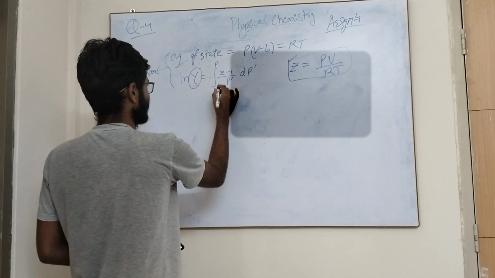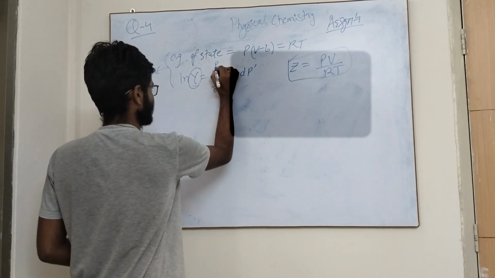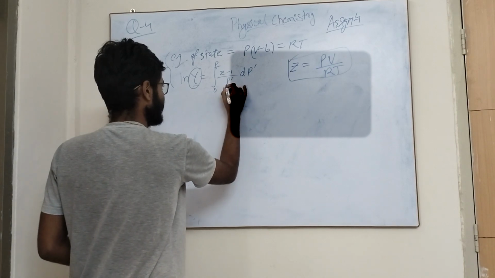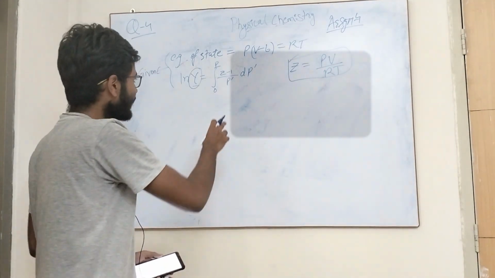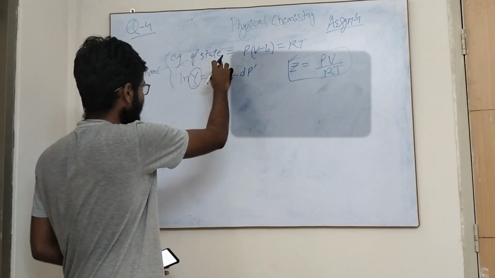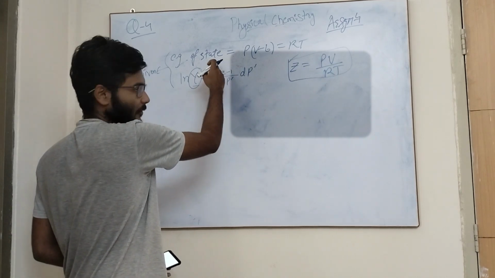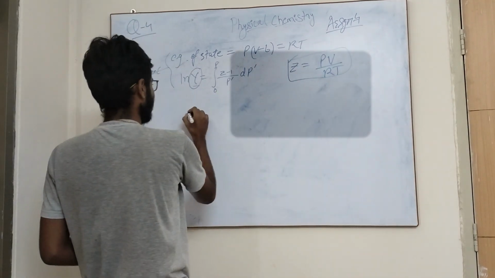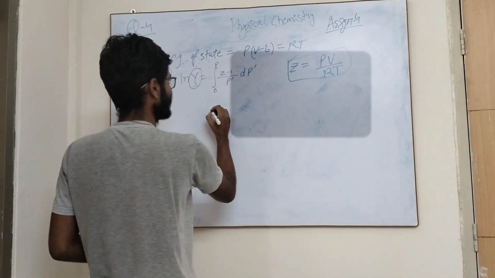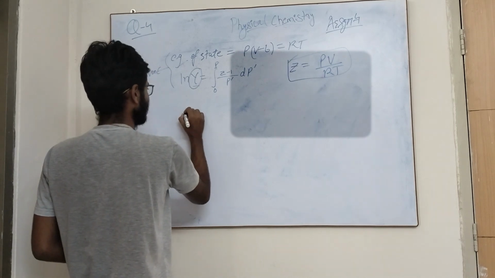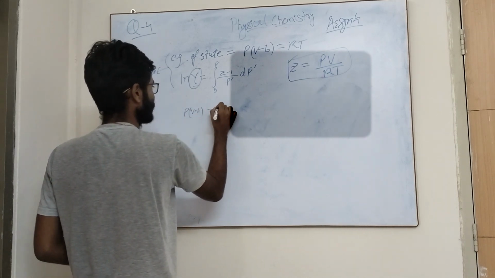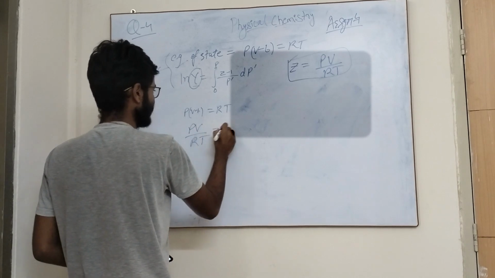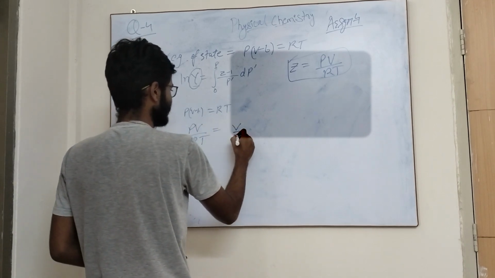So this is some constant pressure P, and P dash is some intermediate pressure. So we are actually integrating 0 to P, where P is a constant and P dash is something intermediate in between. Z from here will get, since P(V minus B) is equal to RT, PV by RT is equal to V by V minus B.